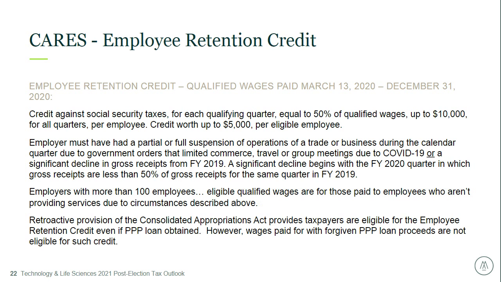So employers with more than 100 employees, unfortunately, eligible qualified wages were only for those paid to employees who aren't providing services due to the circumstances above. So if you've got more than 100 employees and they were providing services, unfortunately, those wages can't be included in your credit computations for this particular time period.